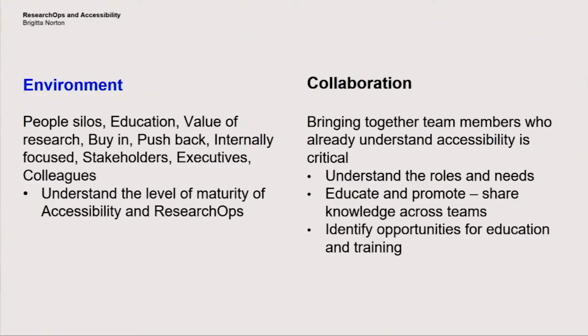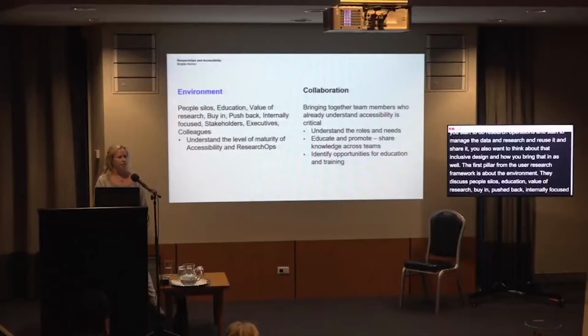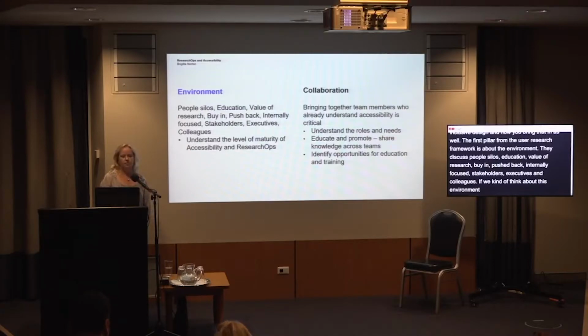So the first pillar from the user research framework is about the environment. They discuss people silos, education, value of research, buy-in, pushback, internally focused, stakeholders, executives and colleagues. And if we think about this environment, where would accessibility and inclusive design fit in? We'd probably want to think about not just the maturity of the research ops of the organisation, but what's the maturity of the accessibility aspects of the organisation.